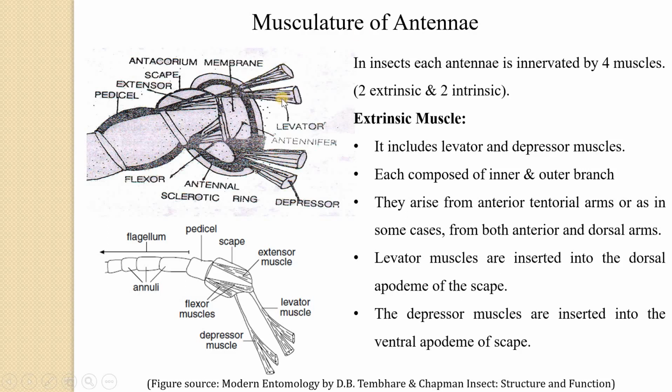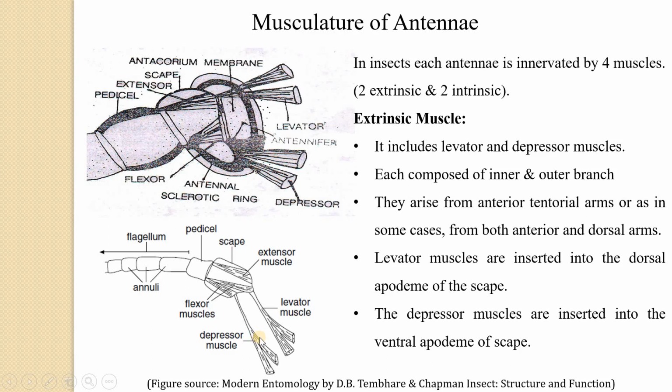Suppose this is a levator muscle. So this one is an inner branch and this one is an outer branch. Similarly, if these are the depressor muscles, this is an inner branch and this is an outer branch. Here the same is there. Okay, so this is a depressor muscle and levator muscle. The outer branch, inner branch. So this one is again the outer branch and this one is the inner branch.